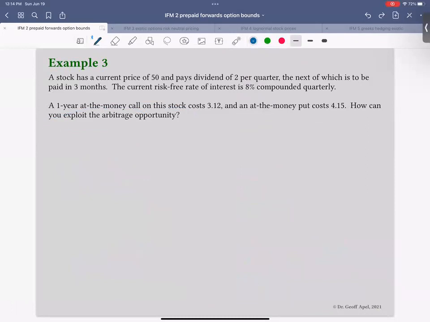So it says here, a stock has a current price of 50, pays a dividend of 2 per quarter, the next of which is to be paid in 3 months. So I'll kind of write that out here. So currently it is 50, then 2 per quarter. Not sure how long this would be. Oh, it's 1 year, so that's good. So I'll just stop there.